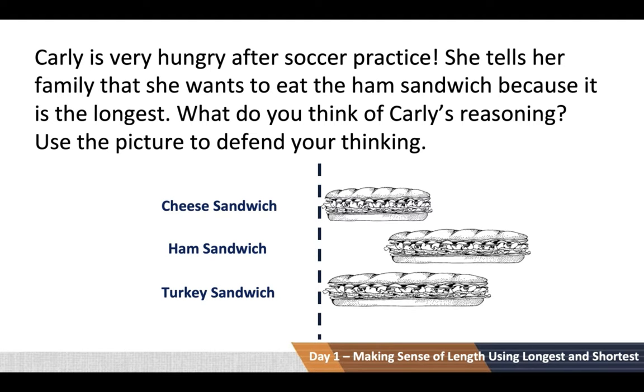So the first thing I want to look at is where these sandwiches are. You see there's a dotted line right here, and it's there for a reason. The cheese sandwich and the turkey sandwich are pretty lined up. But this ham sandwich, even though it's way over here, I can't help but notice that there's this big gap of space, so it is not lined up. If Carly was trying to tell me that this was the biggest sandwich, I would be pretty skeptical of her, and I would say that we need to line up all the sandwiches.